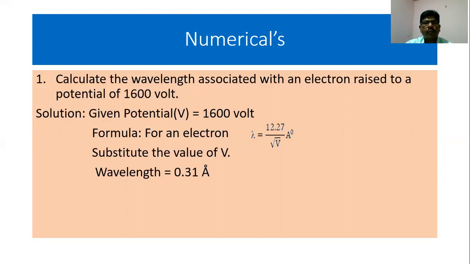We know that the formula by which we can calculate lambda is equal to 12.27 by under root of V, the units being in angstroms. Substitute the value of V over here. From this we can calculate lambda is equal to 0.31 angstroms. What is the concept you have learned from this formula? We know that electrons are particle in nature, but when they move under a potential or when they have kinetic energy, they also behave like a wave. And in this example, we are able to calculate the wavelength of electrons, which is equal to 0.31 angstroms.